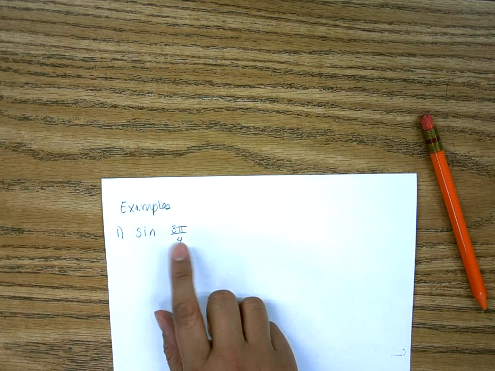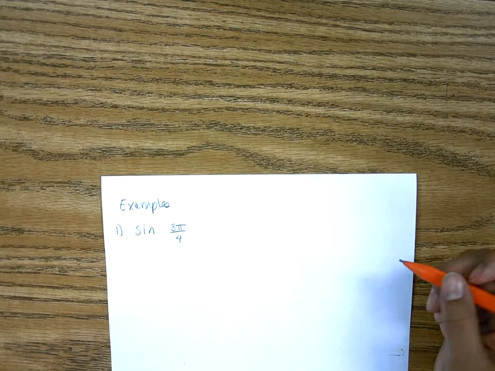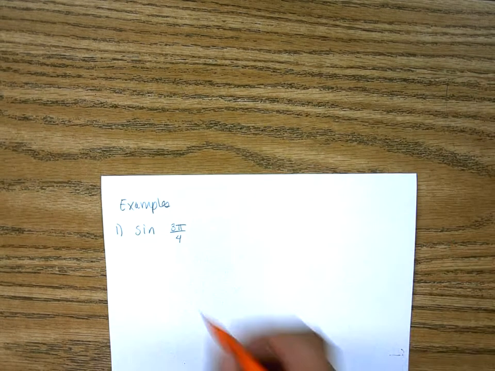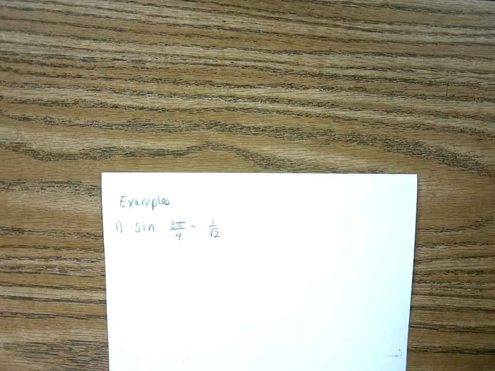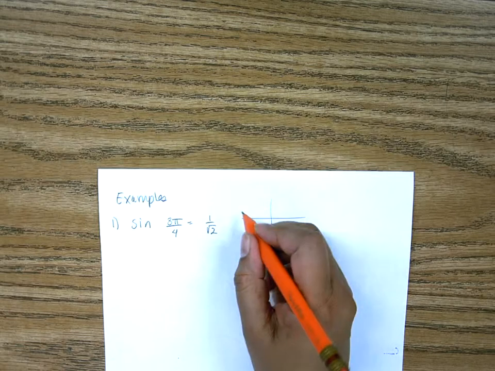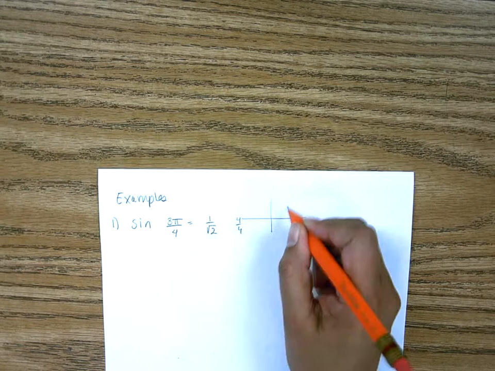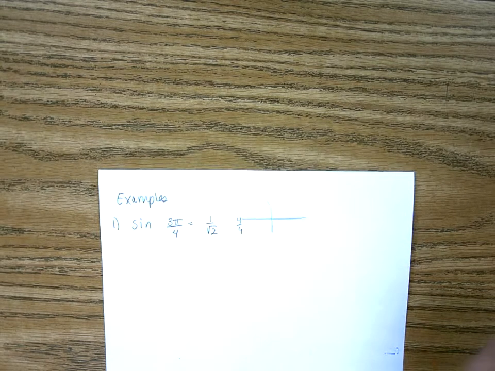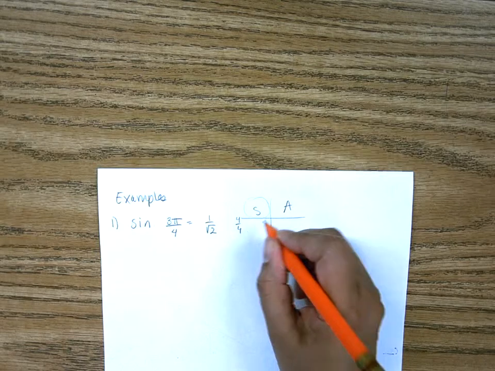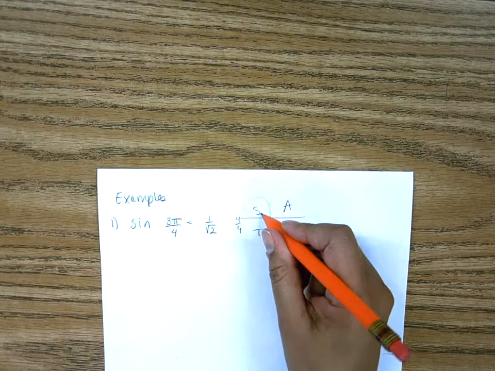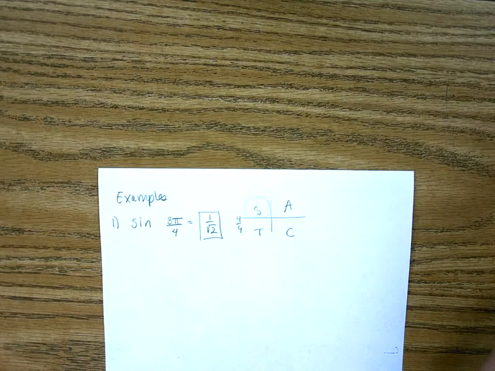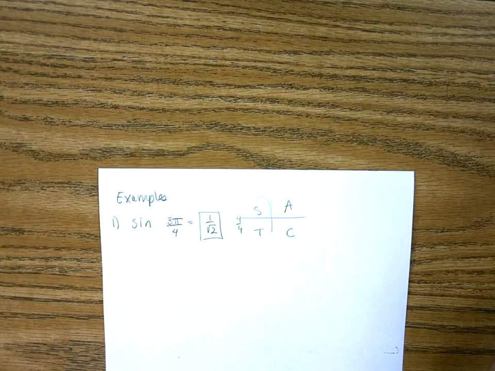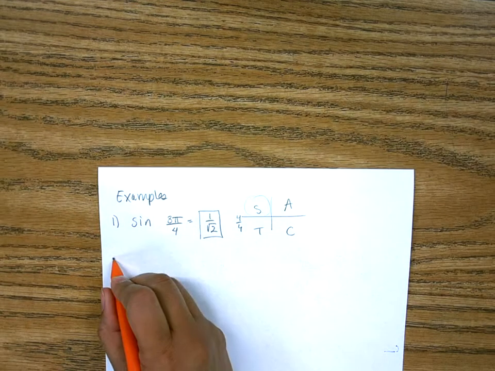All right, so here's what I would do. Reference angle is 45 because it's a denominator of 4. 45 is nice. They're both 1 over root 2. The only thing I have to keep track of is which quadrant I'm in. This is 4 over 4, which means 3 over 4 is in quadrant 2. All Students Take Calculus. Sine is positive, so positive 1 over root 2.